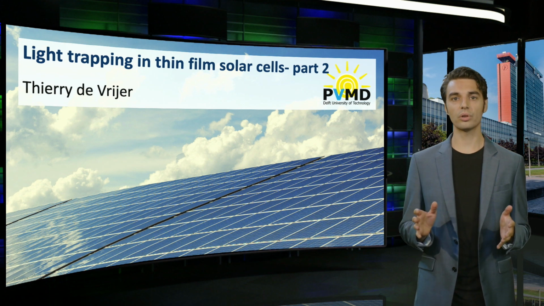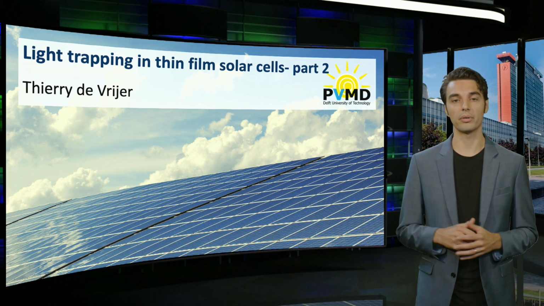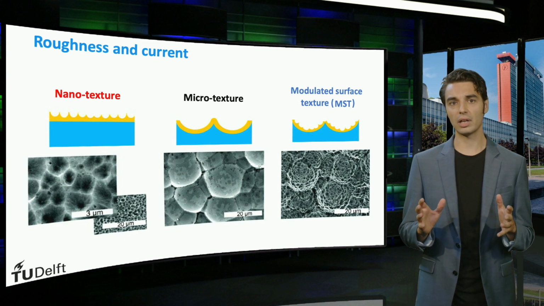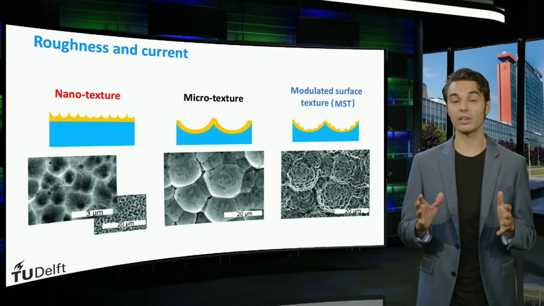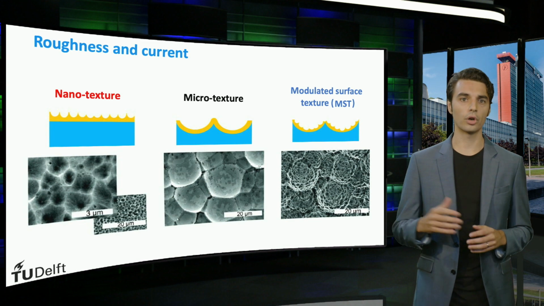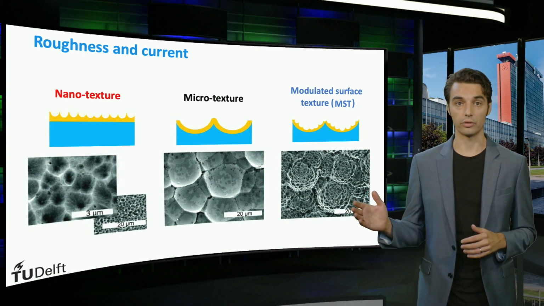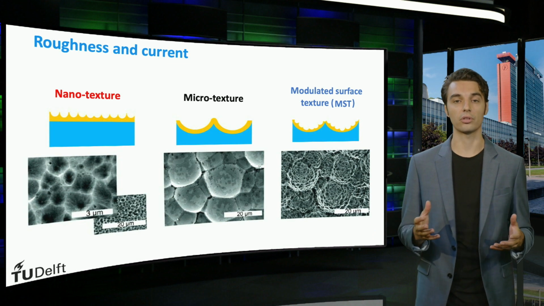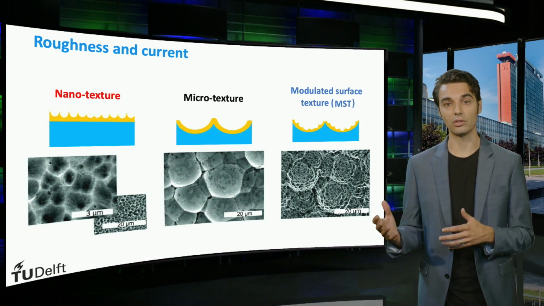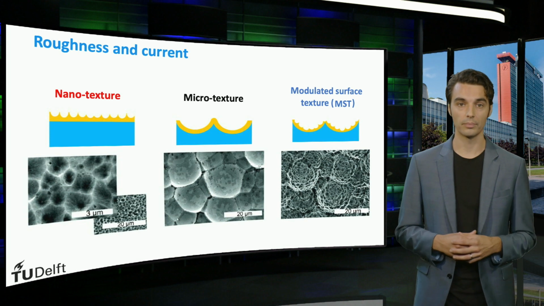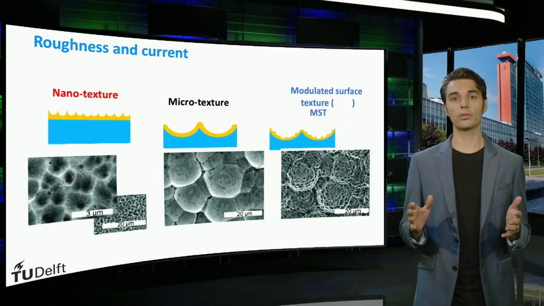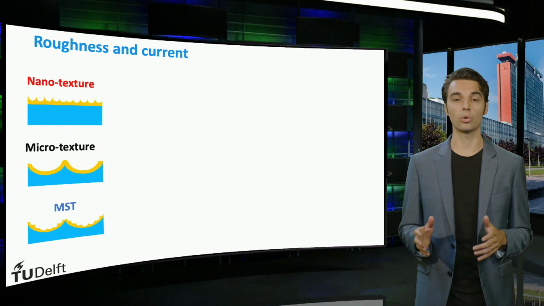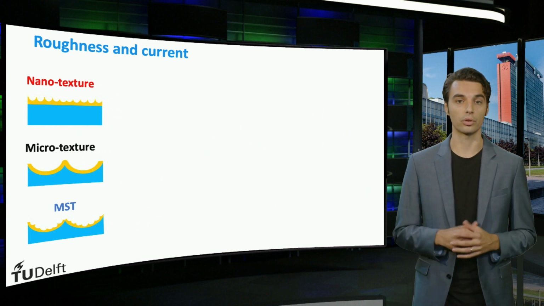We will now look into the effect of surface texture on the solar cell parameters. We will do this by comparing three microcrystalline silicon solar cells with differently textured substrates. The first has nano-sized features, the second cell has micro-sized features, and the final cell has a modulated surface texture, which means it has nano-sized features on top of micro-sized features. Since the goal of the surface roughness is to increase the light trapping in the cell, we will look at the JSC or short circuit current density of the cells first.